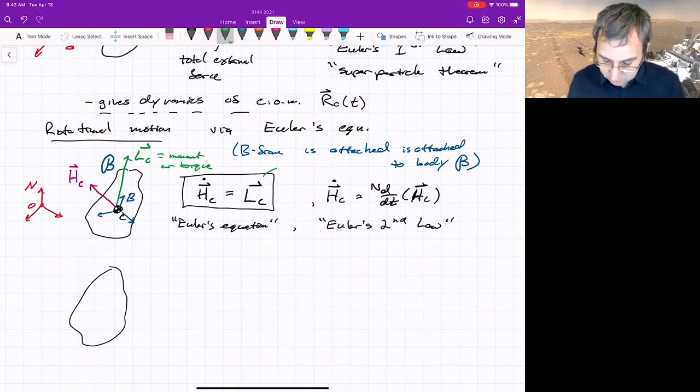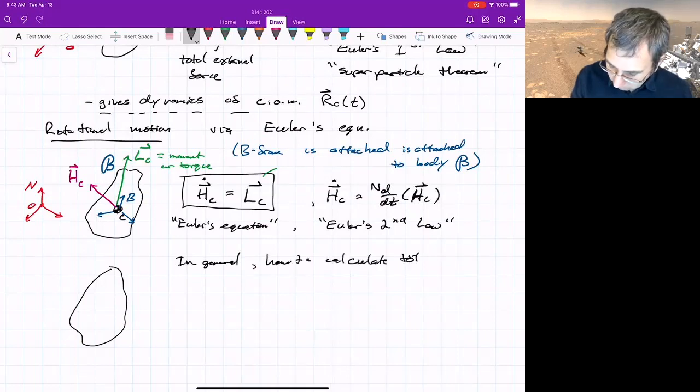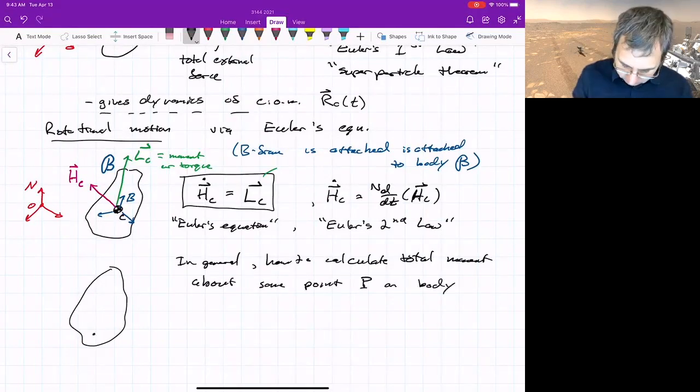It doesn't have to be the point C. So in general, how do we get the total moment? Because we might not always just want it about the center of mass, but about some point P on the body. So here's a point P, here is the center of mass, and here is a volume. So we're going to have to integrate.